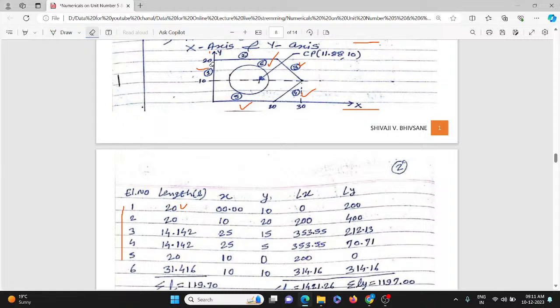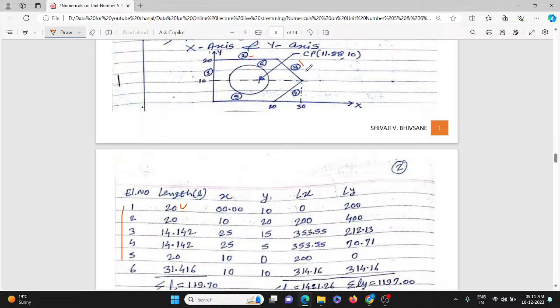So I will rub the previous marking. Okay, so this one is the second element. You can see the length is 20 mm. Then the third element, this one is nothing but the third element.